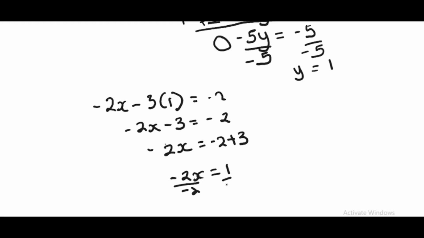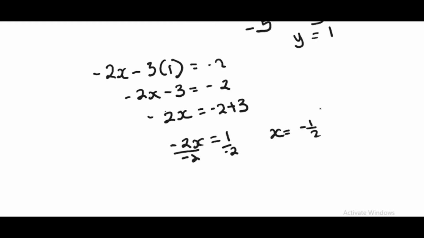Now we've gotten x and we've gotten y. And then the question says find x plus y. X plus y. So x plus y is going to be minus half plus 1. So minus half plus 1, what's the denominator of 1 here? You have it to be 1.